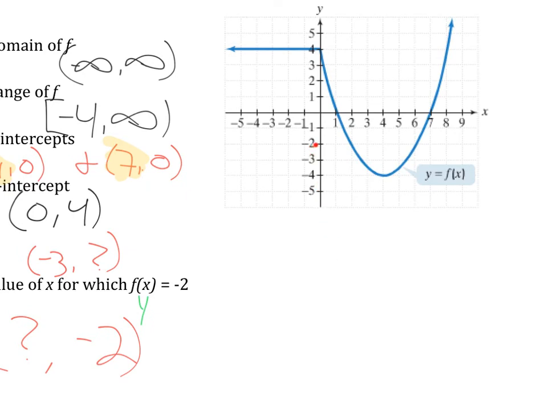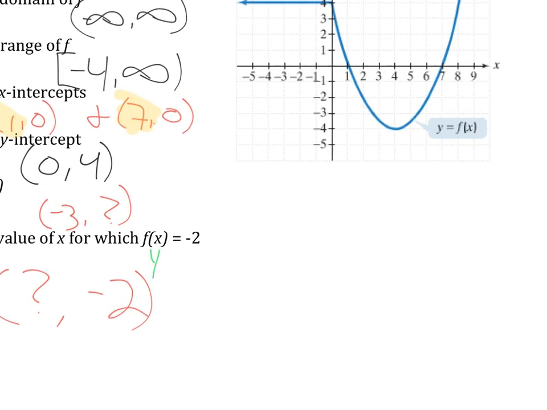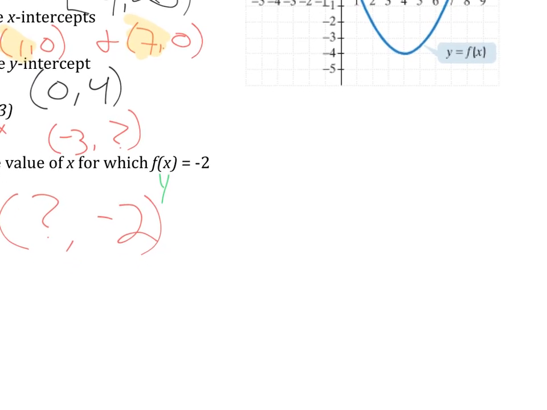I can look over here. So when is y negative 2? It's right here at 2, negative 2. Also here at 6, negative 2. So it actually happens 2 separate times. 2 and 6. So we're going to have the x values of 2 and 6 because we have those points of 2, negative 2 and 6, negative 2.